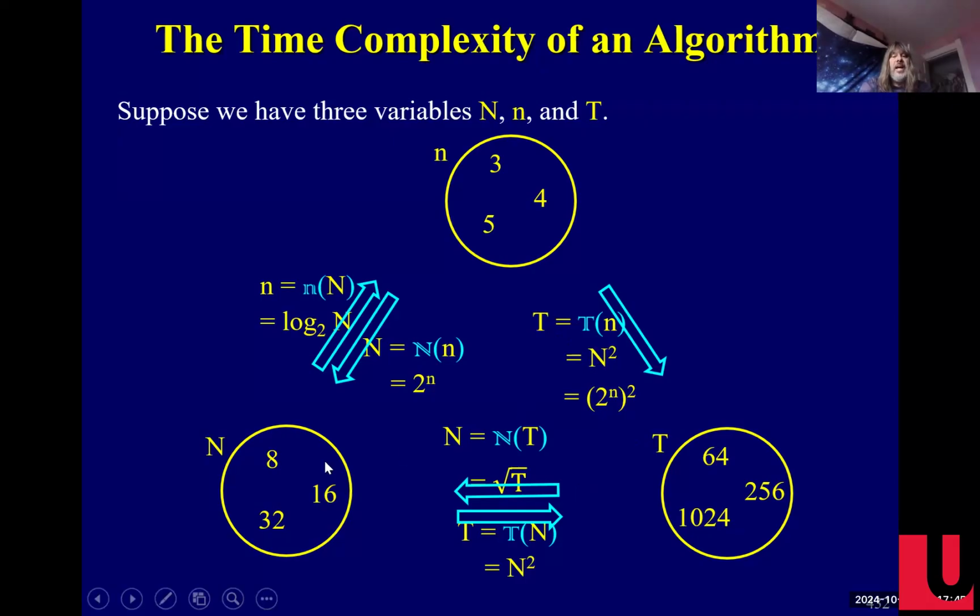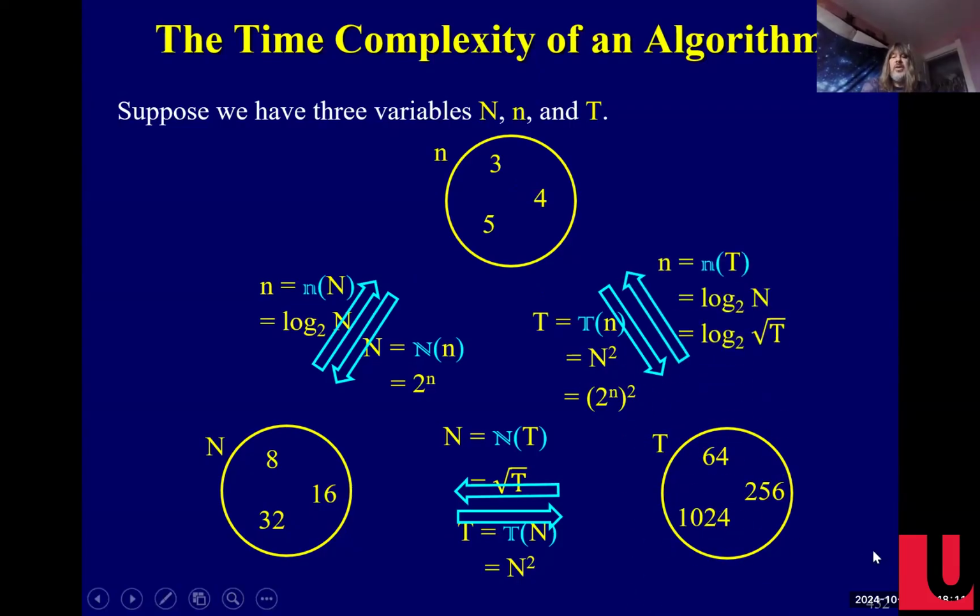And then how do you get capital N from little n? Well, that's an exponentiation. So here we take little n, we exponentiate it to get capital N, and then we square the capital N to get T. It goes from here to here to here. It's the function from little n to capital T.